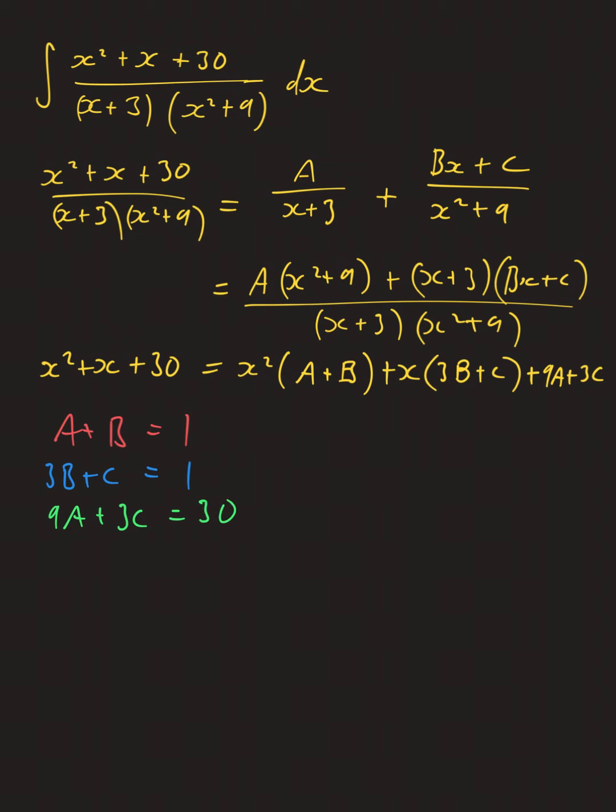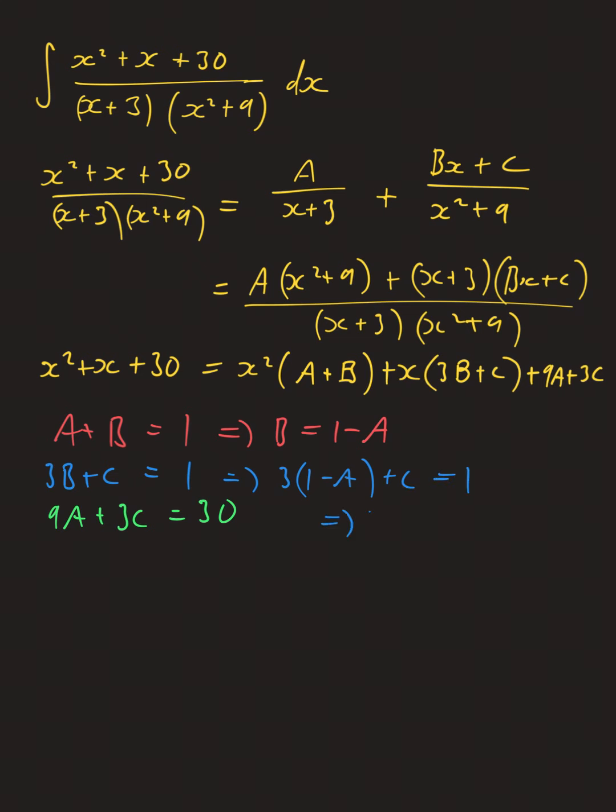So you can solve this whatever way you want to get a, b and c. I have 3 equations, 3 variables, so I can solve it. What I'll do is this. I'll take that first equation and I'll say b must be equal to 1 minus a. Then I'll substitute that into the second equation. So that means that 3 times (1 minus a) plus c is equal to 1.